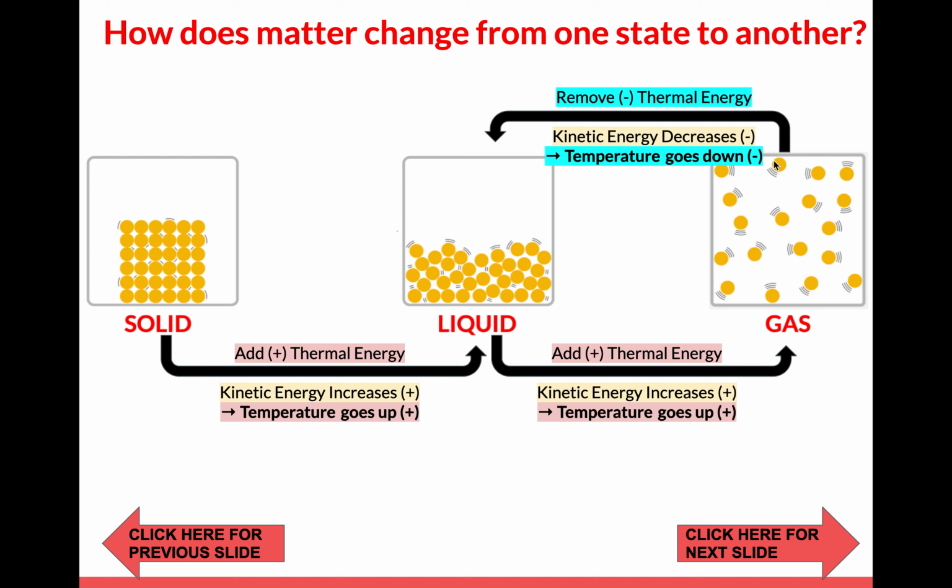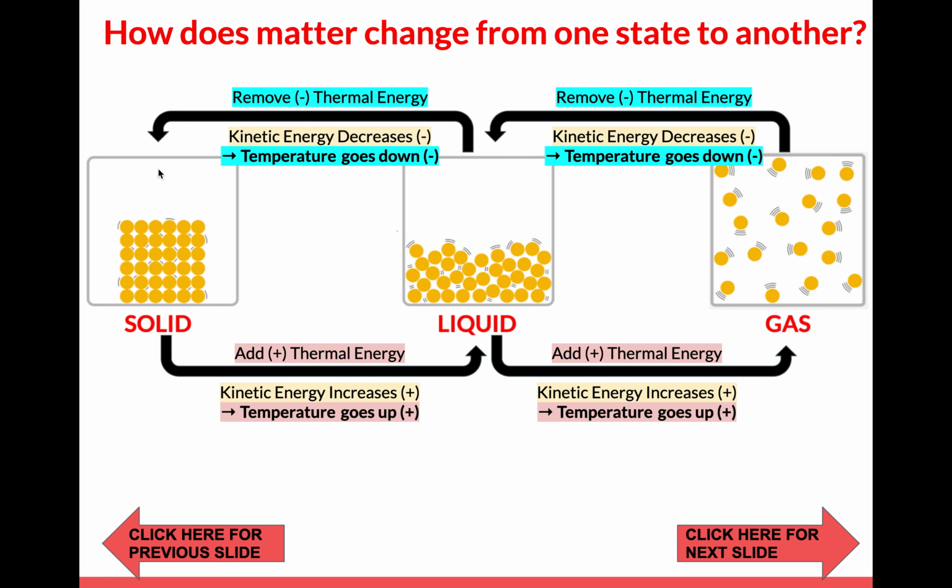Remove thermal energy, which will make the particles slow down and decrease in kinetic energy, causing the temperature to go down. And the same thing from liquid to solid, you have to remove thermal energy, make the particles slow down, decrease in kinetic energy, and the temperature will go down.